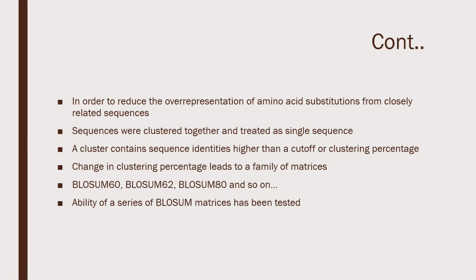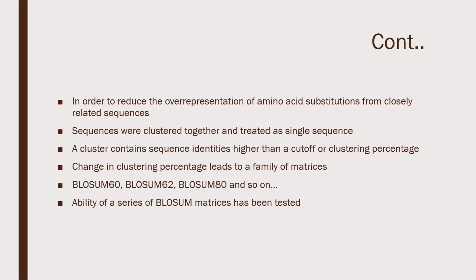So if the clustering percentage is 60, that means the cutoff value of identities is 60, then the matrix derived out of that cutoff value will be BLOSUM 60. So the change in the clustering percentage leads to a family of matrices, likewise BLOSUM 60, BLOSUM 62, BLOSUM 80, and so on. A series of matrices had been developed.